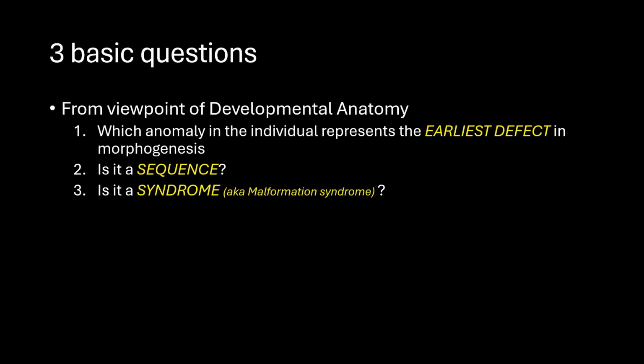So after gathering adequate information, we need to ask ourselves three basic questions, and all the three questions are from the viewpoint of developmental anatomy. So the first question is, which anomaly in the individual represents the earliest defect in morphogenesis? Why is this question important? Because the answer to this question will help us localizing the time from which the pathology had started.